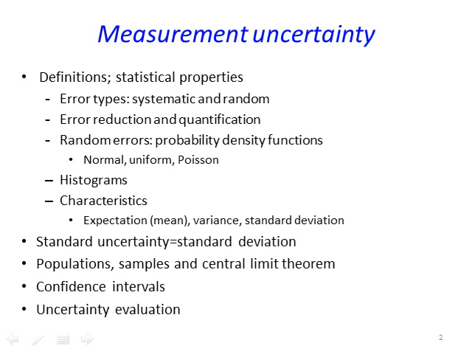Then the concept of a histogram, and histograms are used to estimate the probability density function from measured data. And then the characteristics of the random variables: the expectation, which is also called the mean or the average, the variance, and the standard deviation, which is the square root of the variance. So I will define standard uncertainty as the standard deviation of the population. I will talk about populations, samples, and the central limit theorem.